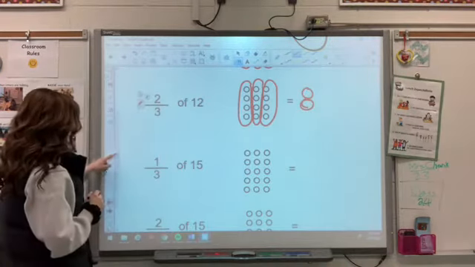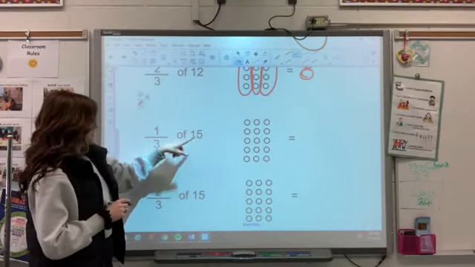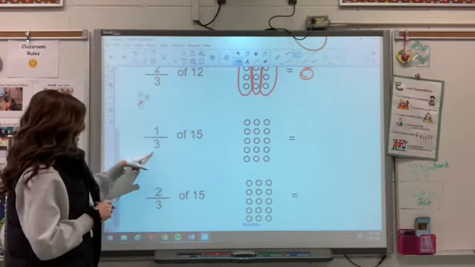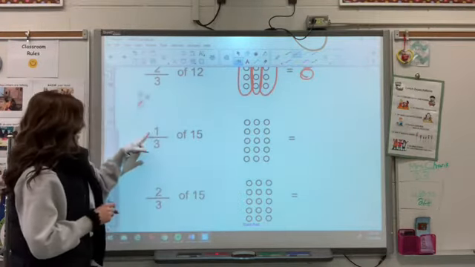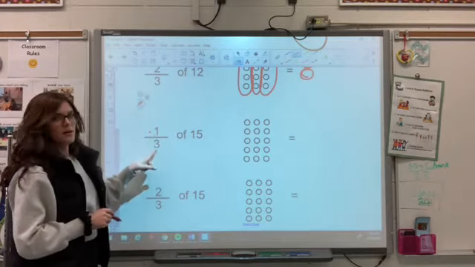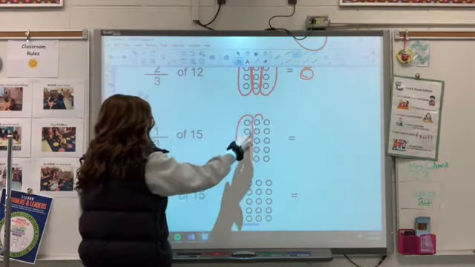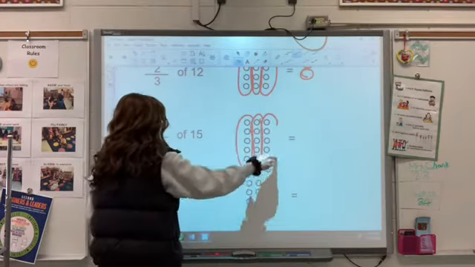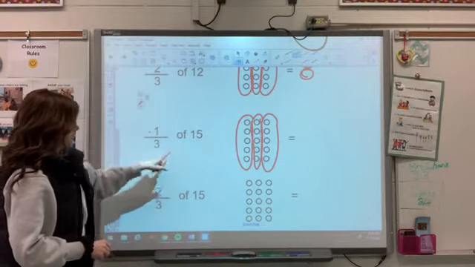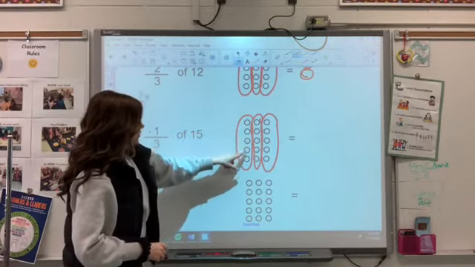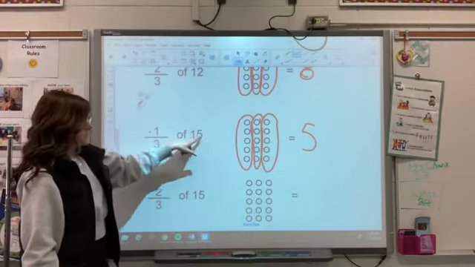Okay, let's try another one. Right here, 1/3 of 15. So I already know, right here the denominator tells me there should be 3 equal rows, okay? I want to know how many are in one of those 3 rows or 3 groups. Again, I'm going to count or circle my 3 groups so I can visually see it. And now I'm going to count how many circles are in one of those 3 groups. 1, 2, 3, 4, 5. The answer is 5. So 1/3 of 15 equals 5.